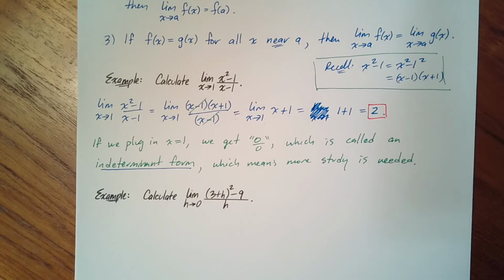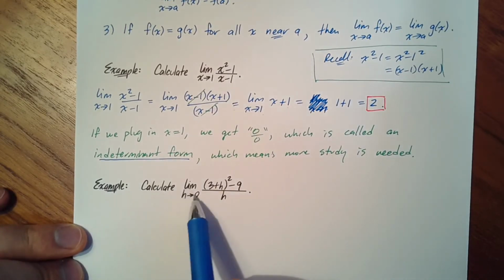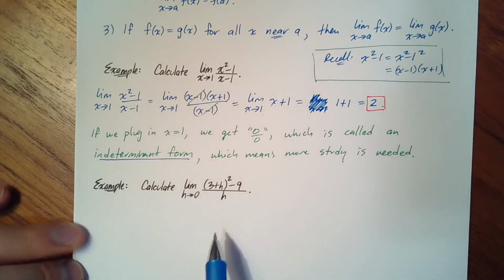Okay, so another example. We've got to calculate the limit as h goes to 0 of (3 plus h) all squared minus 9 over h.